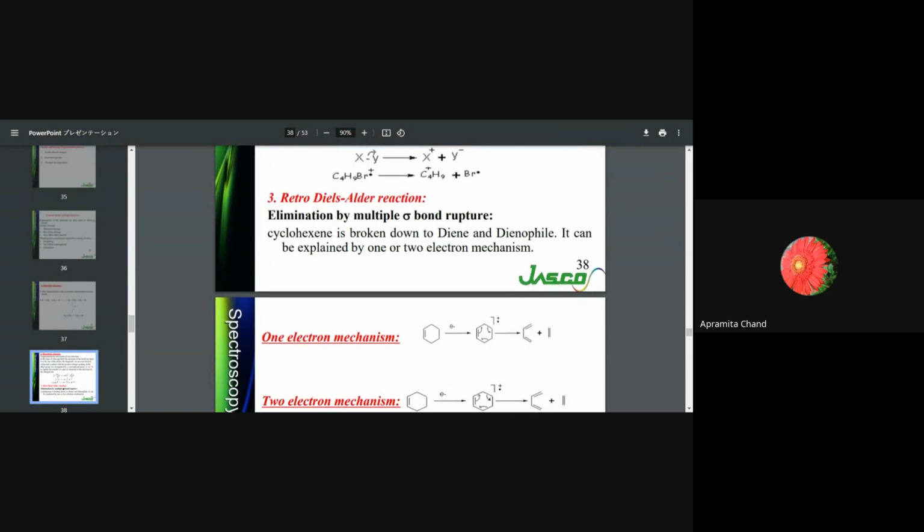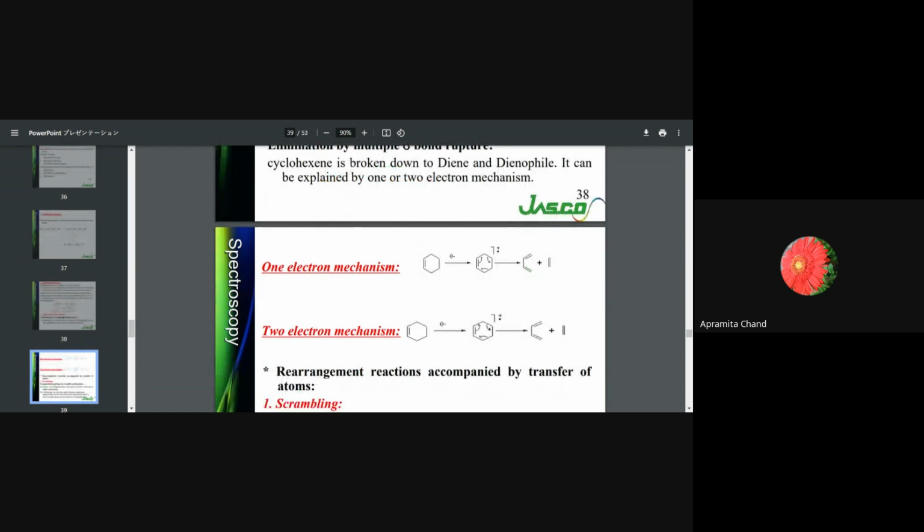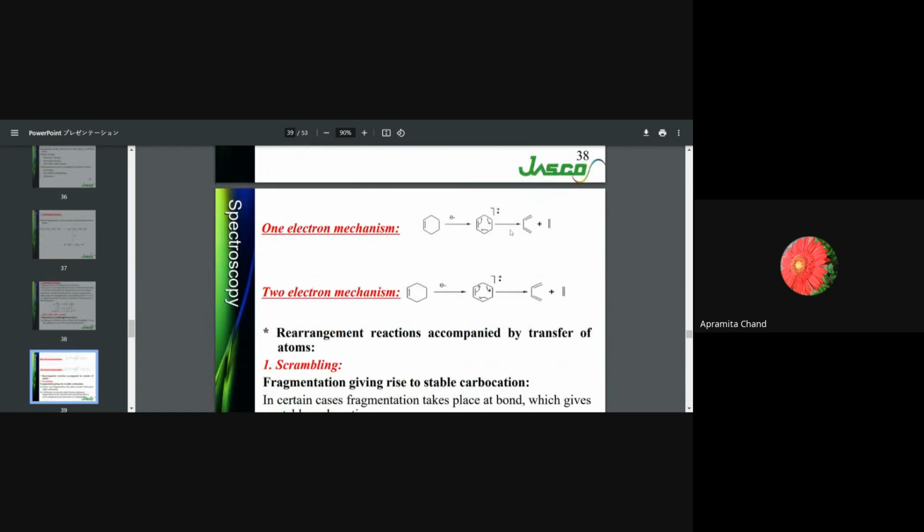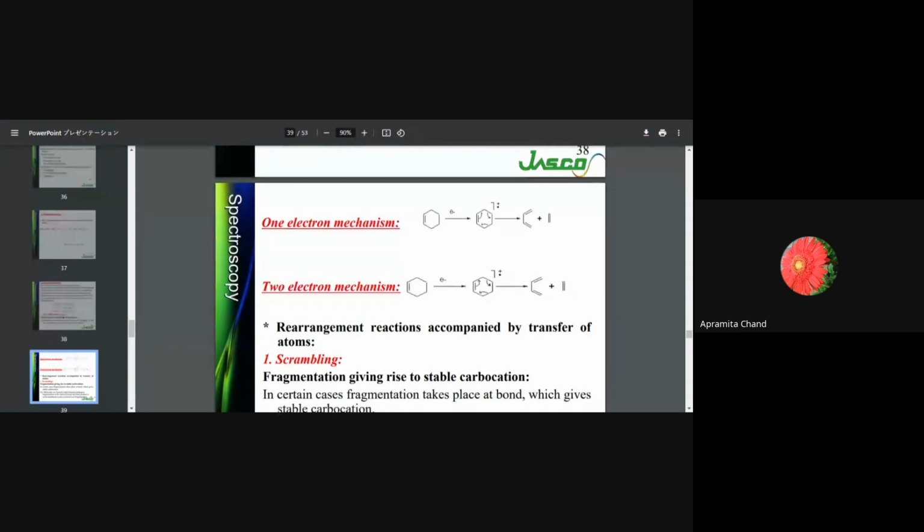Similarly, if you have a retro-Diels-Alder reaction, this will be elimination by multiple sigma bond ruptures. So जैसे कि cyclohexene, they can break down into diene and dienophile. Okay, they can break into diene and dienophile. So ऐसे structures they will be recorded in the mass spectrum. So these kind of structures will also be recorded in the mass spectrum.